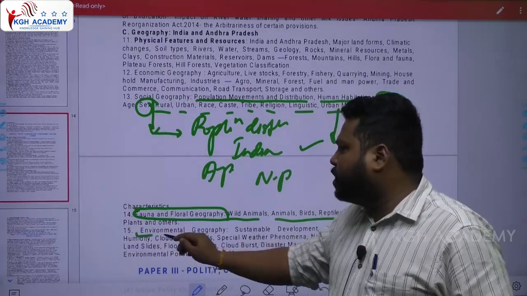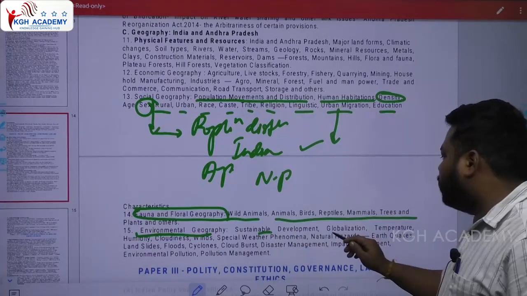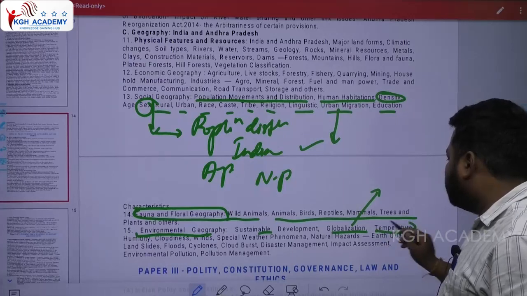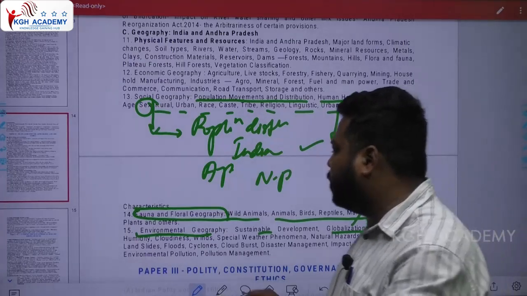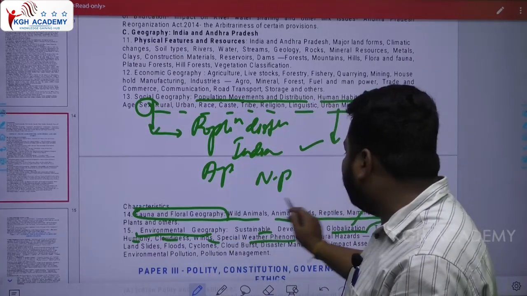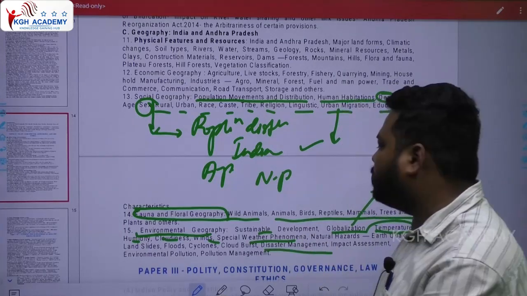And next comes the fifth chapter, environmental geography. In this, we cover what is sustainable development, what is globalization, and what is the impact of globalization. Clear? Then how temperature, humidity, cloudiness, winds and special weather phenomena like earthquakes, landslides and floods arise, and because of this, how disaster management can happen.